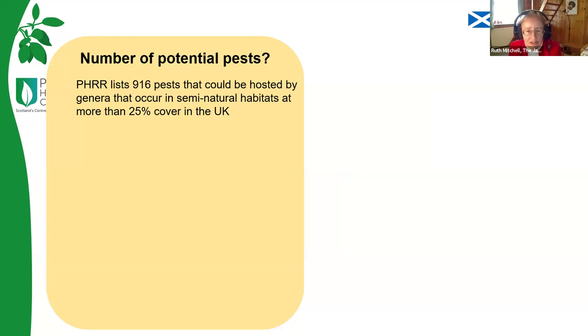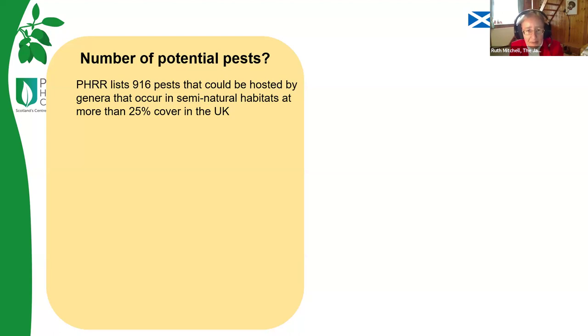This is because the risk register is very dominated or biased towards commercial plants. So it often doesn't list the species of plants that we'd see in our native habitats as hosts. It will list the equivalent host in a forestry or agricultural context. So I had to make the assumption that those pests would also occur on genera that are found in our natural habitats. And I did focus on plant species that are found at more than 25% cover, because I thought that's where we'd see a really big impact if we lost plant species that are quite dominant.